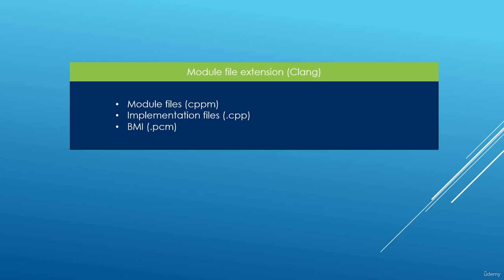Clang has also its preferences. Module files will have the .cppm extension. Implementation files will have the CPP extension. And the BMIs will have the PCM extension. And we will get a chance to see this when we play with modules in a while.